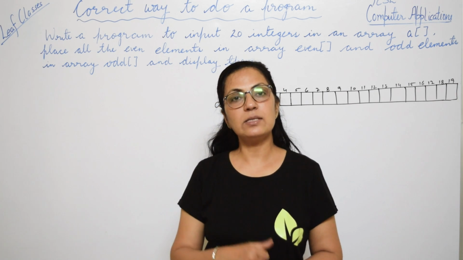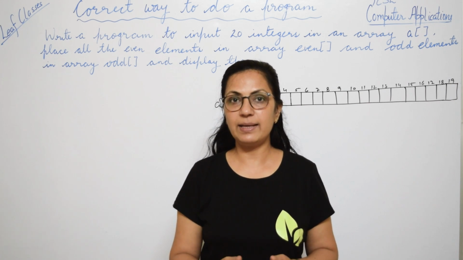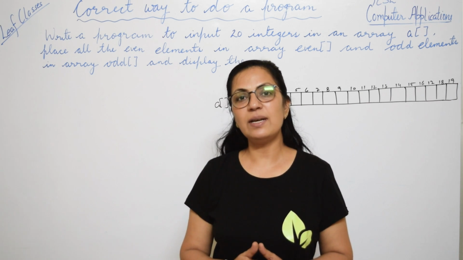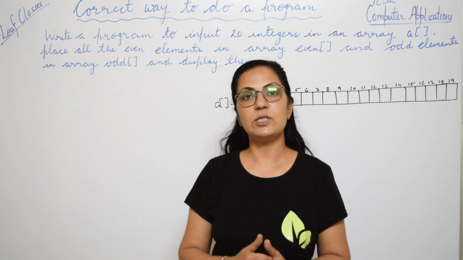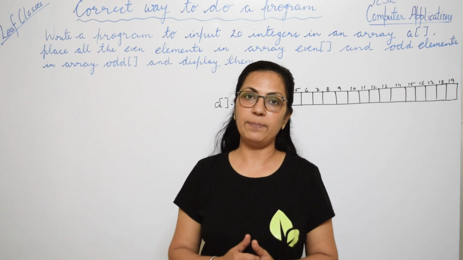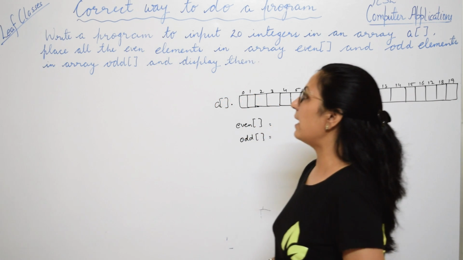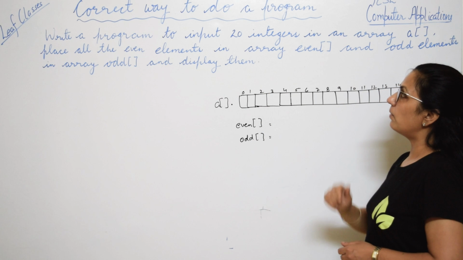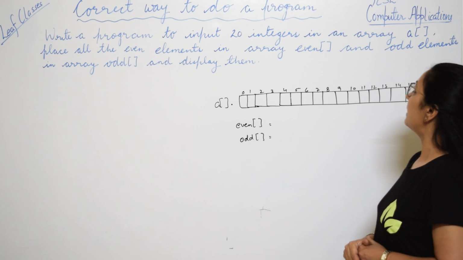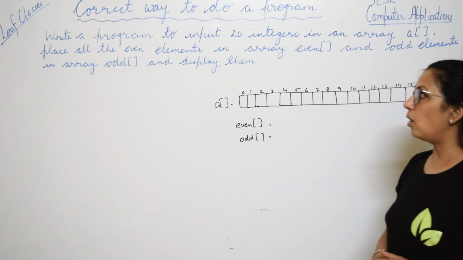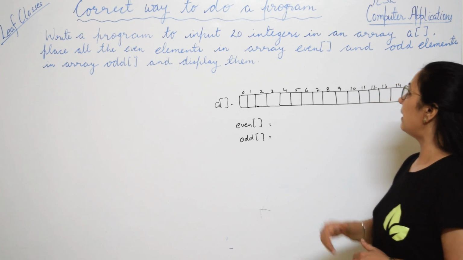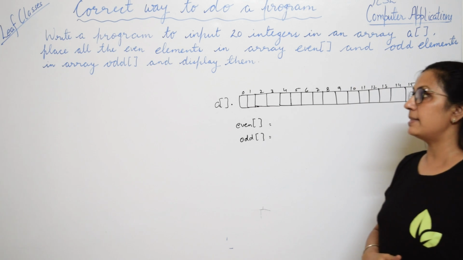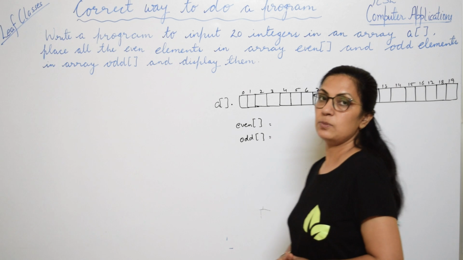So I have taken this question for solving, and I will be telling you all the points which you need to take care of while doing the program, right? The question which I have taken is: write a program to input 20 integers in an array A. Place all the even elements in array even and odd elements in array odd and display them.